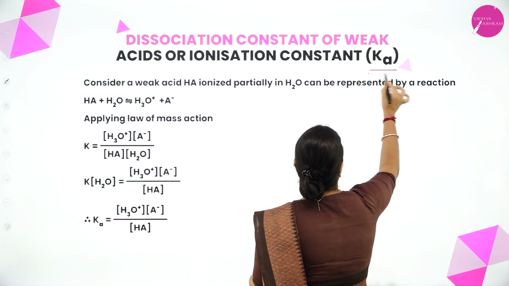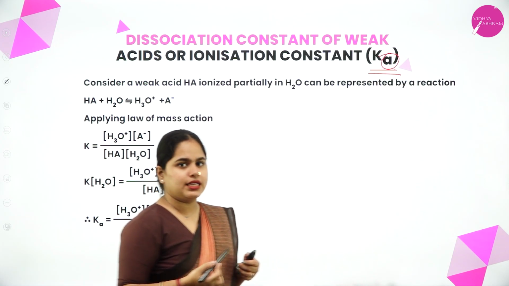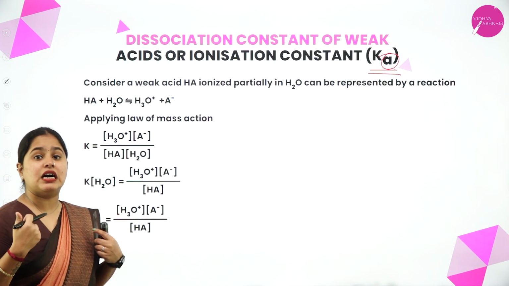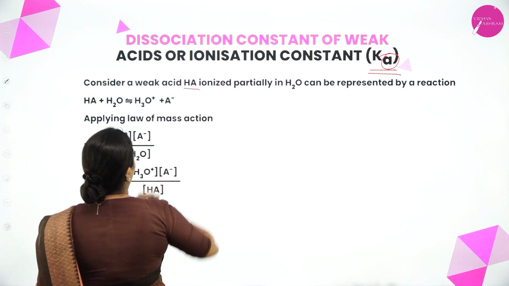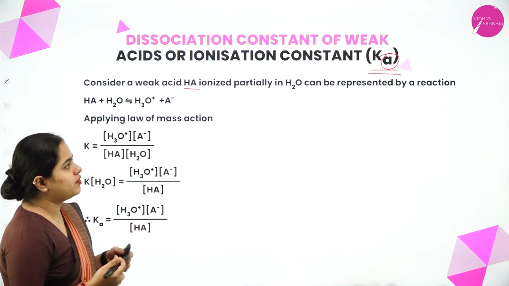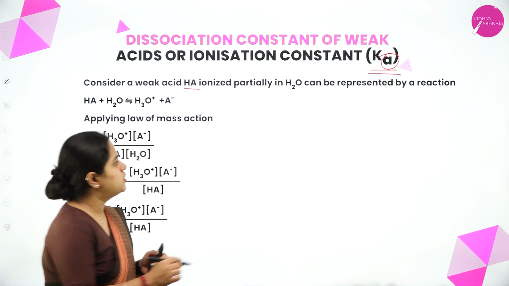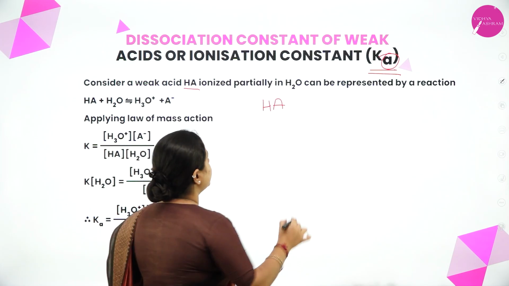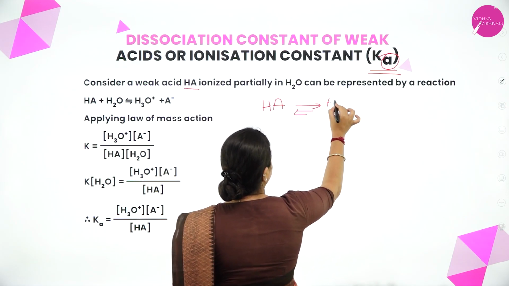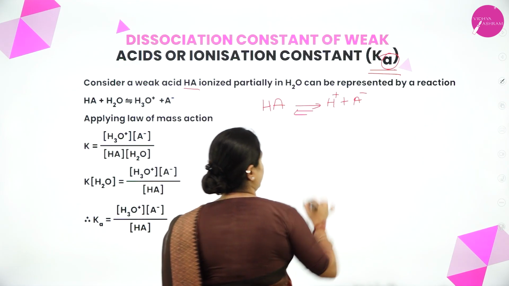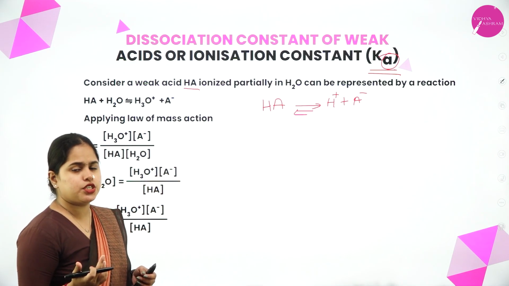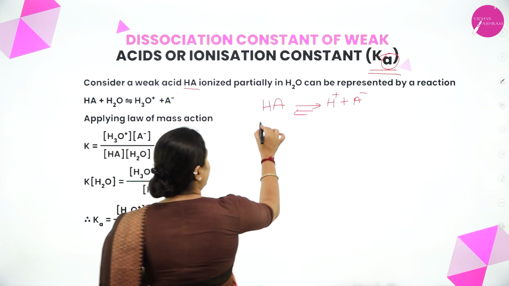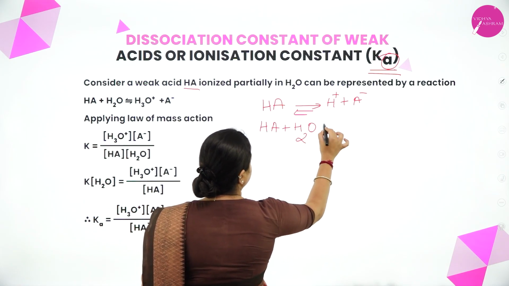which is represented by the symbol Ka. This small a stands for the acid and K is the ionization constant. Now we are going to consider a weak acid, HA, ionized partially in water, which is represented by this given reaction. HA is the weak acid here, which partially dissociates into H plus and A minus ions, and it is happening in the presence of water. So that means HA as well as water is present here.